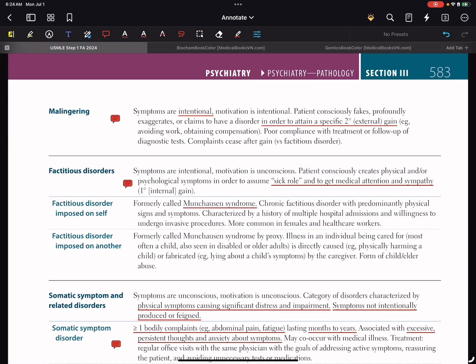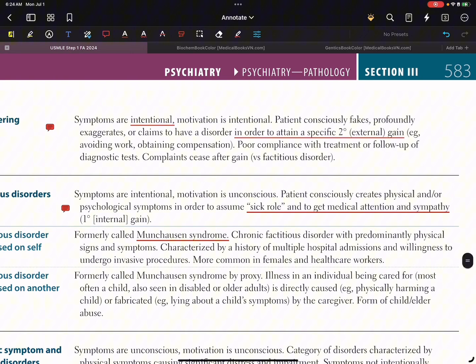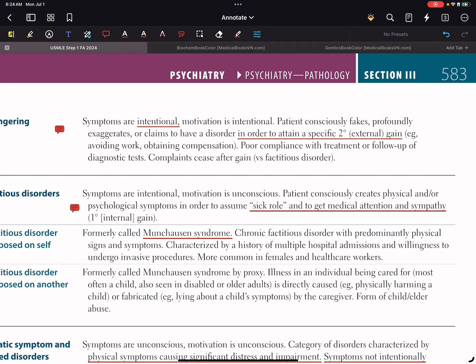Okay, let's continue. Malingering: these symptoms are intentional, the motivation is intentional. The patient consciously fakes, profoundly exaggerates, or claims to have a disorder in order to attain a specific secondary external gain. Examples: avoiding work, obtaining compensation, poor compliance with treatment or follow-up of diagnostic tests. The complaint ceases after the gain, versus a factitious disorder.